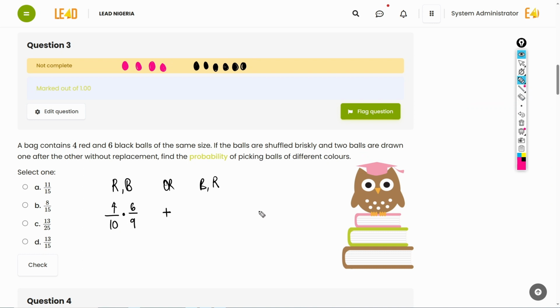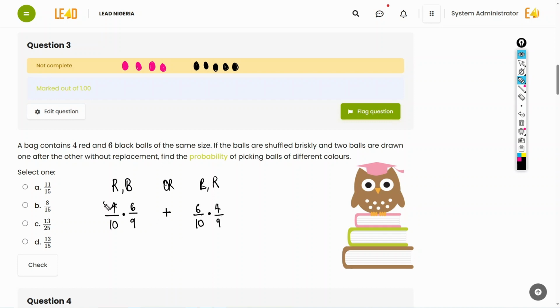We'll go again. It's going to be the probability of picking a black first. The probability of picking a black first would be 6 out of 10. Now, because that black ball, I won't return it, the probability of picking a red now would be 4 out of 9. So we can reduce this.